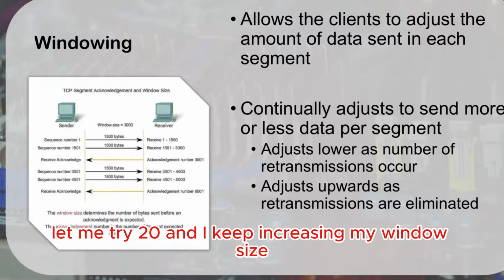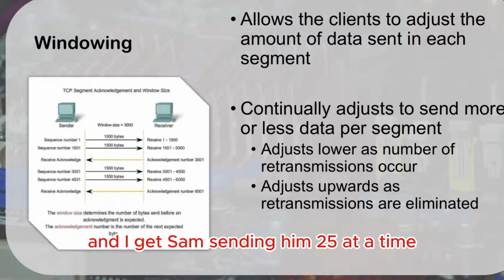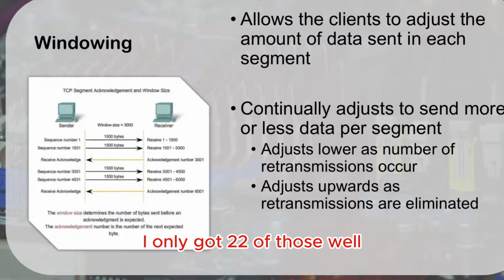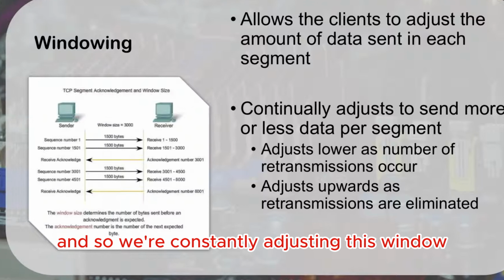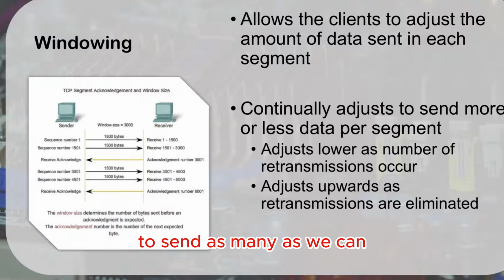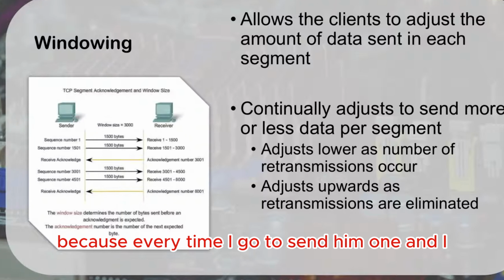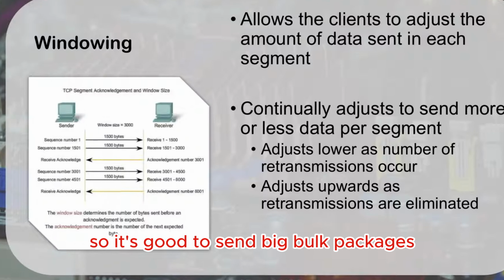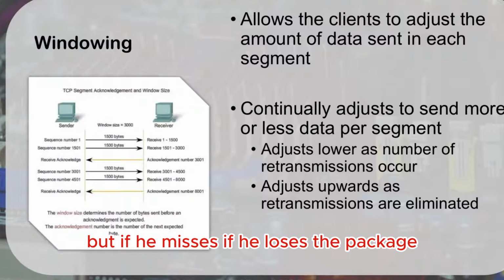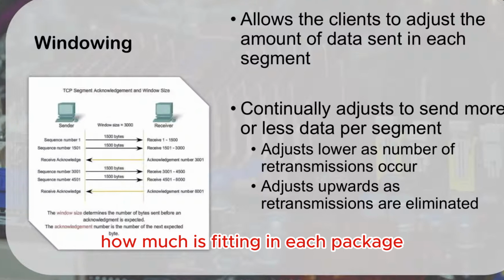And I keep increasing my window size to see if he still gets them all. And if I get upward, and I get up to sending him 25 at a time, he goes, oh no, I only got 22 of those. Well, maybe I was talking too fast. Let me slow it back down and then go back to 20. And so we're constantly adjusting this window to send as many as we can between acknowledgements without sending too many, because every time I go to send him one and I miss an acknowledgement, I have to send the entire thing again. So it's good to send big bulk packages, but if he loses the package, I gotta send a big bulk package again. So we constantly are adjusting how much is fitting in each package.